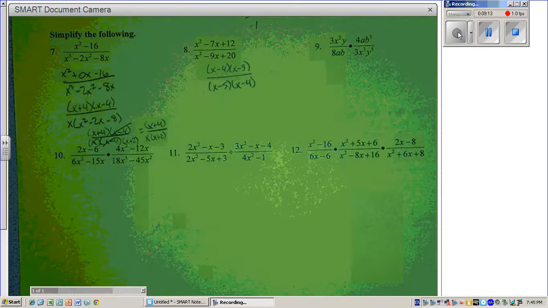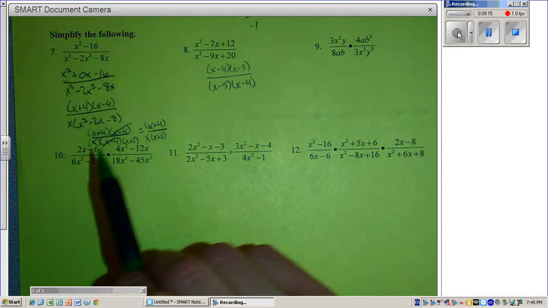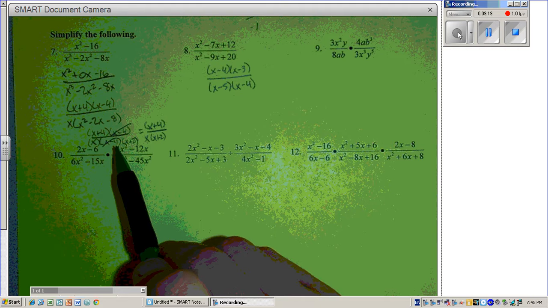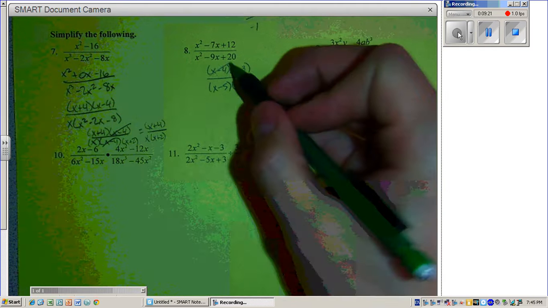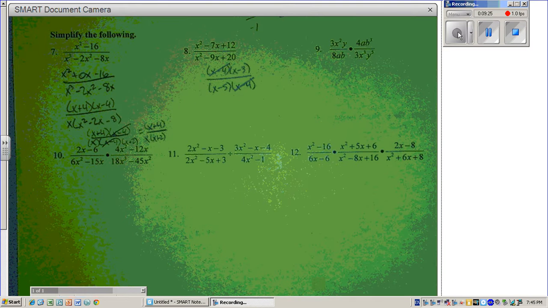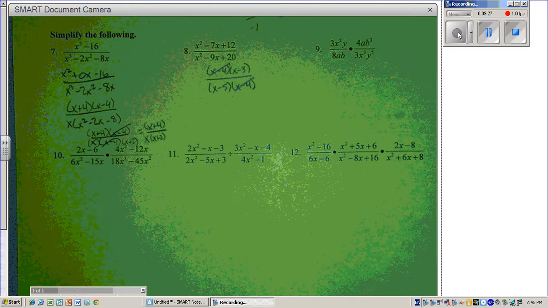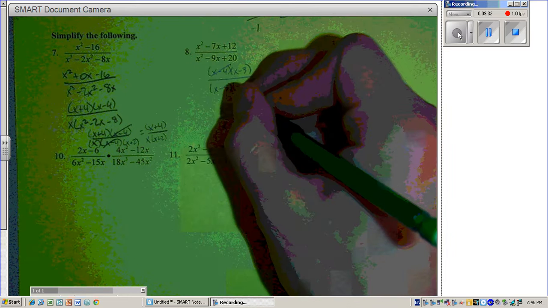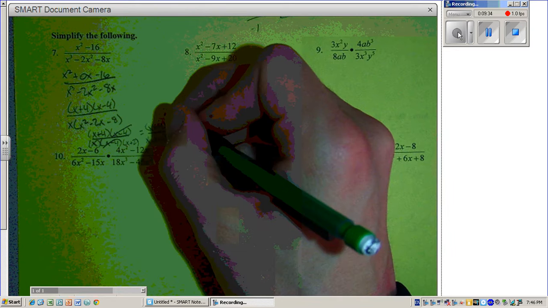And now, just like the last problem, I need to find commonalities in the numerator and denominator. What you'll see is that x minus 4 is in both the numerator and denominator. So I can reduce those, because any number divided by itself gives me 1. Now what I'm left with is x minus 3 over x minus 5, and that's my final answer.